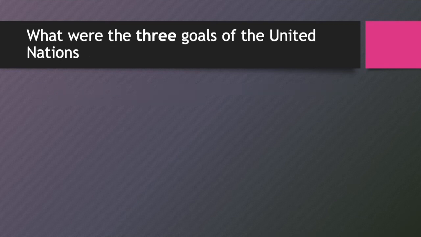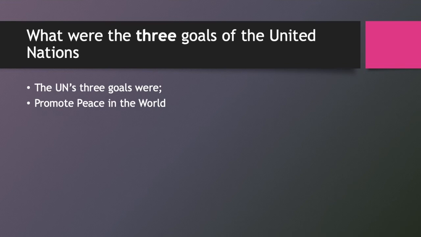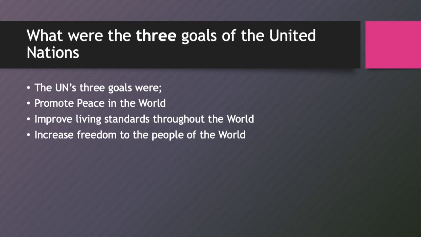All right, next up. What were the three goals of the United Nations? So when the United Nations was established, it had three main missions, the same missions that it has still today. First and foremost, promote peace in the world. Second, improve living standards throughout the world. And third, to increase freedom to the people of the world. So its three goals are to promote peace in the world, improve living standards, and increase freedom.